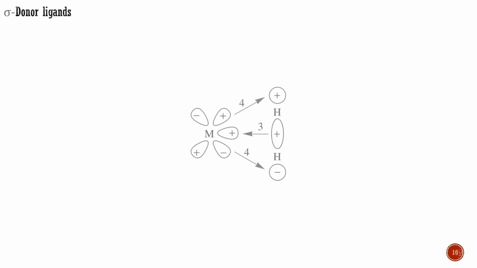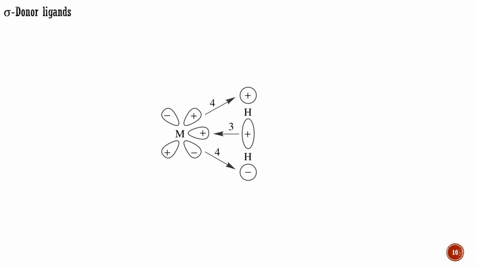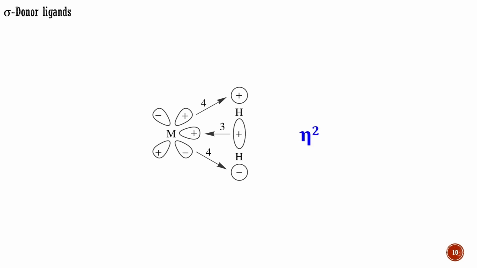For the sigma donor hydrogen gas, the metal-ligand bond is formed via donation from the hydrogen-hydrogen sigma orbital to the metal d orbital. This interaction is accompanied by back donation from the filled d orbital of the metal into the hydrogen-hydrogen sigma antibonding orbital, as shown by arrows with numbering 4. Side-on bonding of sigma and pi donors results in short bonding distances to two adjacent ligand atoms. This type of bonding is represented as eta 2.